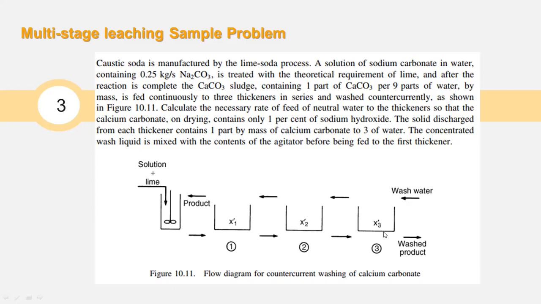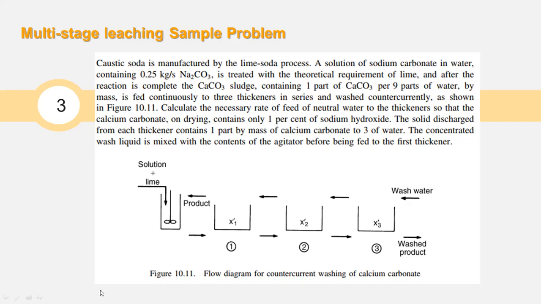Because if our amount of calcium carbonate present is varying in terms of the amount of water that it is with in the slurry, then we have a case of variable underflow. In this case, it's fixed to be 1 part calcium carbonate and 3 parts water. So for all thickeners, that would be the relationship between CaCO3, or calcium carbonate, and water. So the end goal for this problem is to find the amount of the wash water.